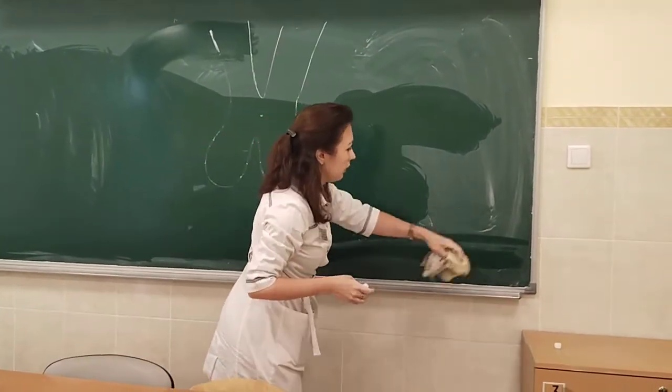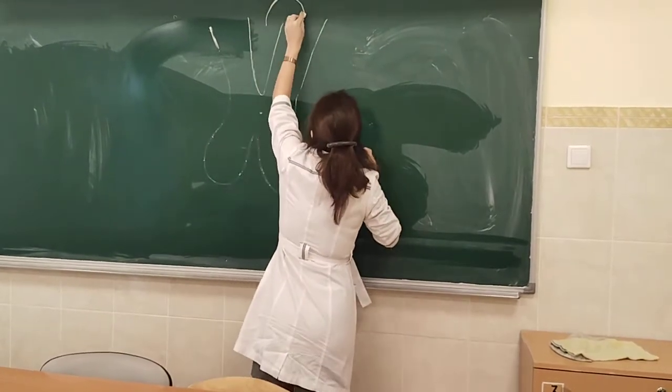Okay, so that was the gray matter. Yes, that is the H shape. This will be the white matter.